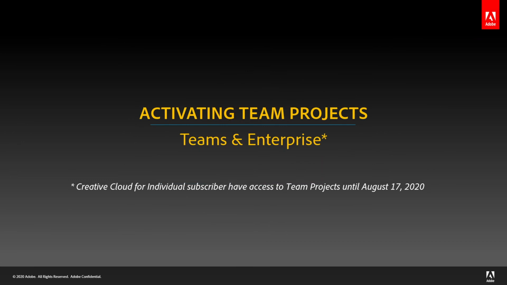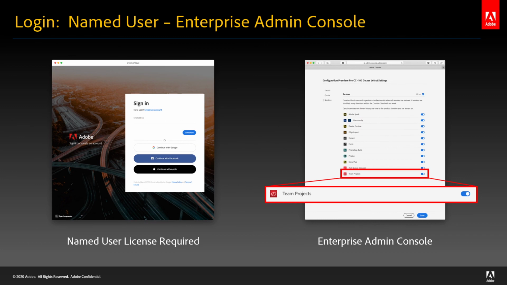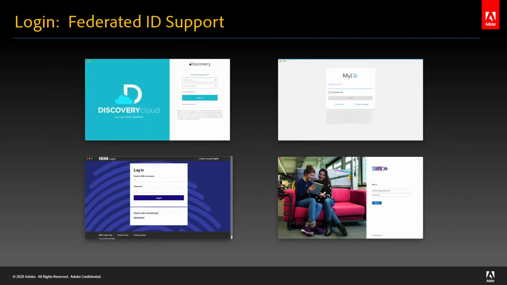Activating team projects, teams, and enterprise. Team Projects is an included service for Teams and Enterprise accounts, although in response to COVID-19, the Team Projects platform is accessible to CC for individual subscribers until August 17, 2020. Teams and Enterprise customers may have to confirm that the Team Projects services are enabled in Admin Console, usually managed by the IT department. Enterprise class customers can utilize their federated ID support to comply with work from home policies.